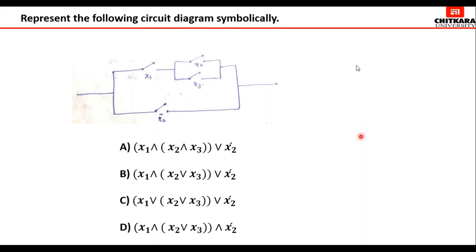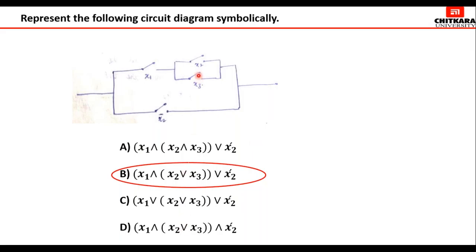Okay, so let us see what the correct option is. And the correct option is option B, right? Now, how do you check the correct answer from the options? See, first of all, X2 and X3 were connected in parallel. That means X2 or X3. Out of these four options, X2 or X3 is present in these three options, right? So this one is already crossed out. Out of these three options, we have to pick the correct one.